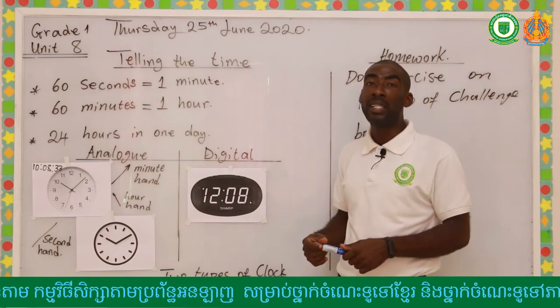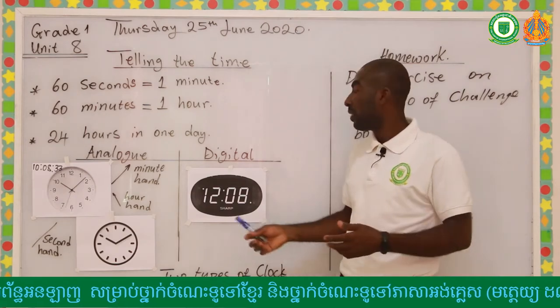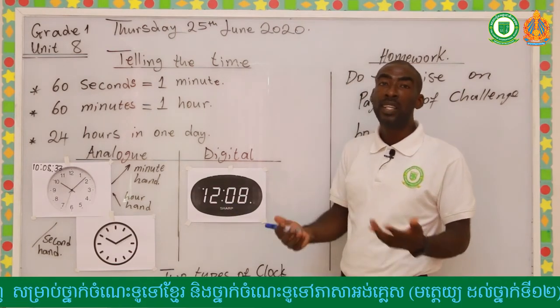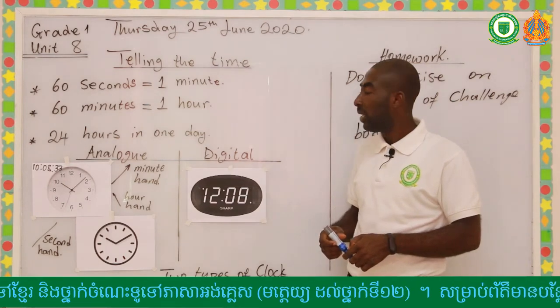In the case of our digital clock, it comes with numbers, so it is very easy for you to see the numbers and then tell what time it is.